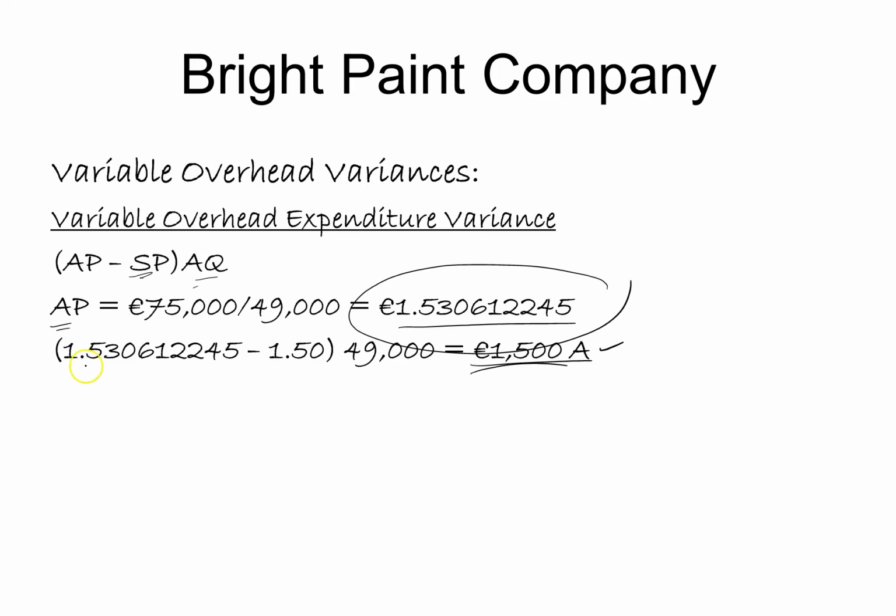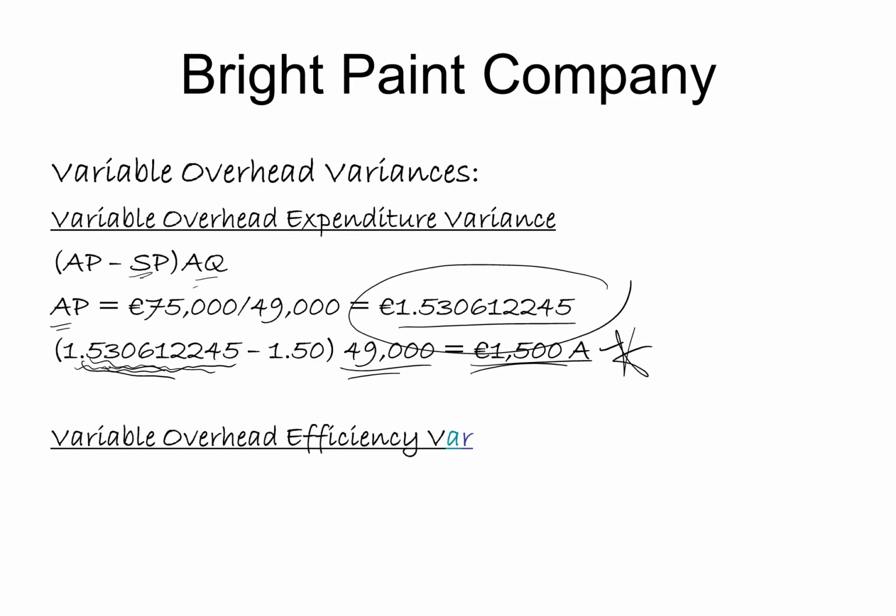The little point here is that when you're doing calculations and you have a lot of decimal numbers in the middle of a calculation, you're better off not rounding, because this number in this case is multiplied by a number in the tens of thousands, and in another question it could be in the hundreds of thousands. So don't round until the end of your calculation, and then at the end, you can round. So there's my variable overhead expenditure variance.